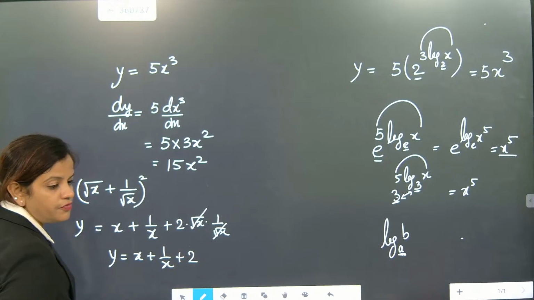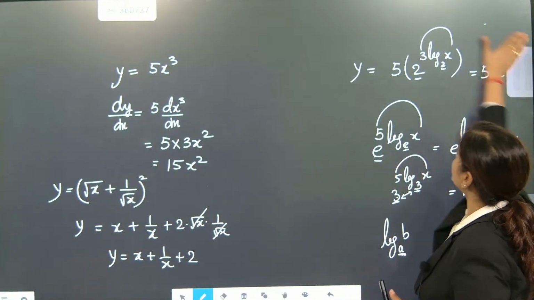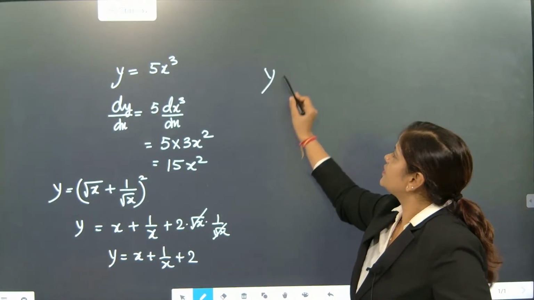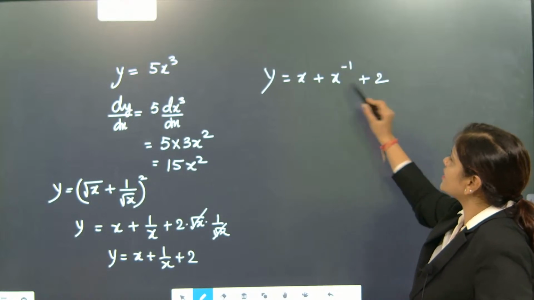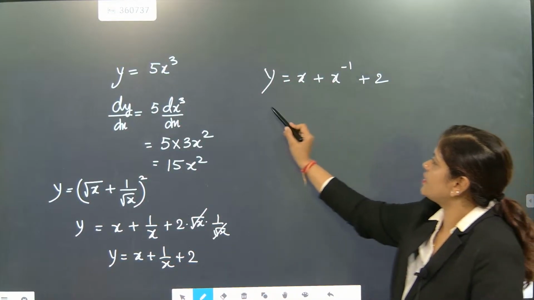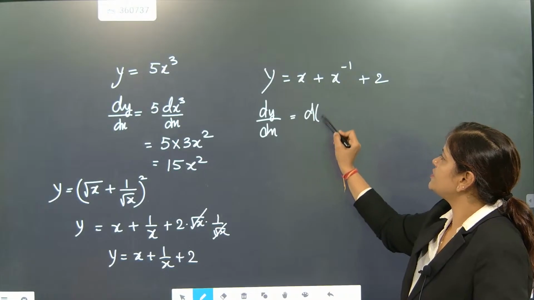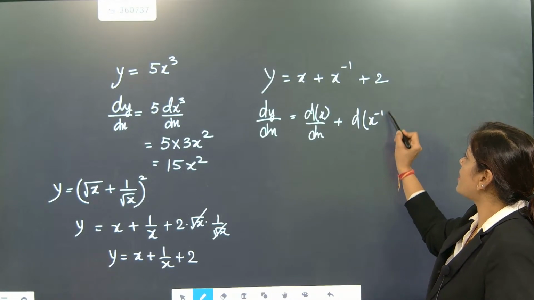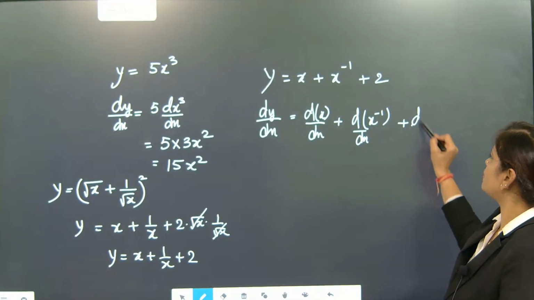Now in this situation, first solve. After that only you try to differentiate. So after solving, when you will try to differentiate, what answer will come? So y is equal to x plus, can I write it as 1 by x plus 2, x to the power minus 1, because 1 by x is x to the power minus 1. Now you differentiate dy by dx is equal to differentiation of x plus differentiation of x to the power minus 1 plus differentiation of 2.